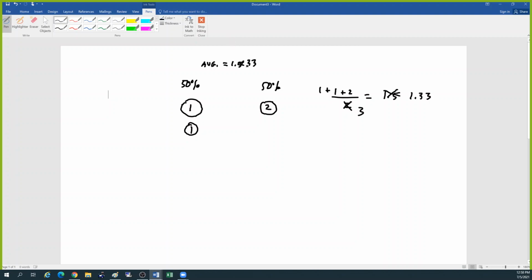Why did the average go down? It's the same kind of atoms. And another thing that changed, of course, is we no longer have a 50-50 mix. This is 2/3, so about 67% are this kind. And this is 1/3, so about 33% are this kind.